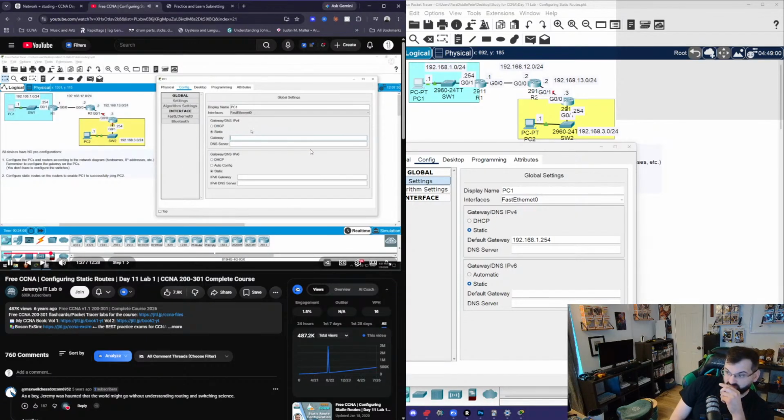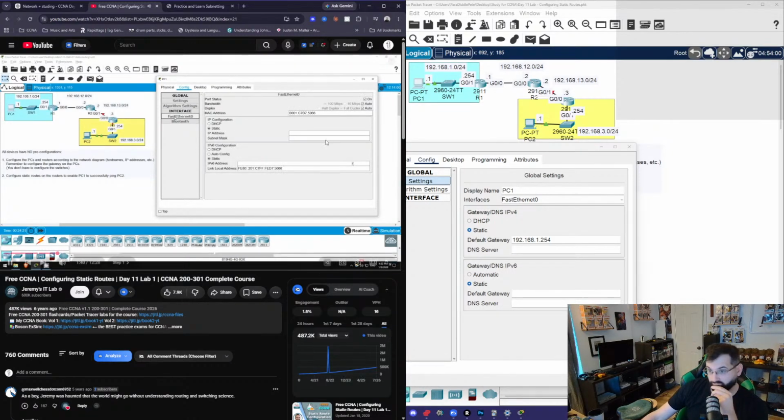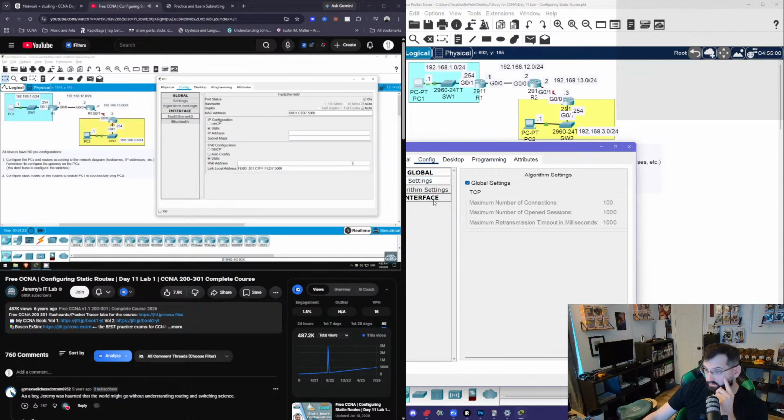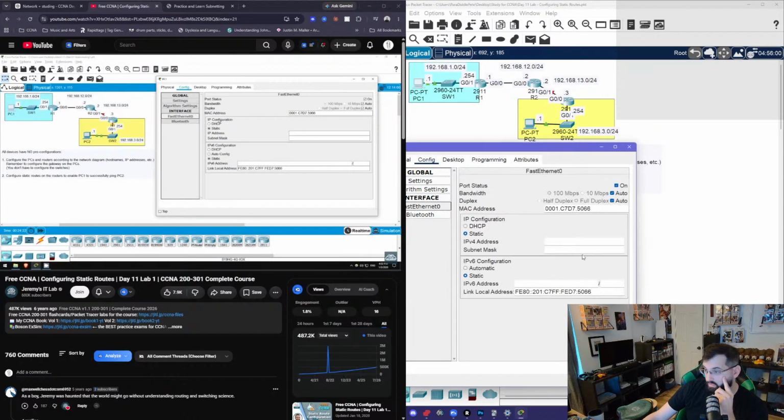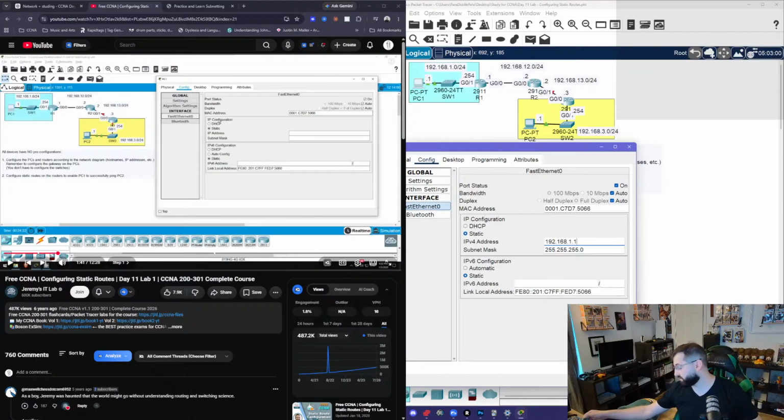PC1's gateway is R1, so I'll put in R1's IP address, 192.168.1.254. Next, click on FastEthernet0, which is PC1's network interface, and type in the IP address here, which is 1.